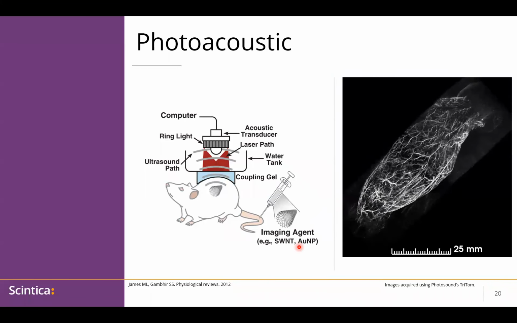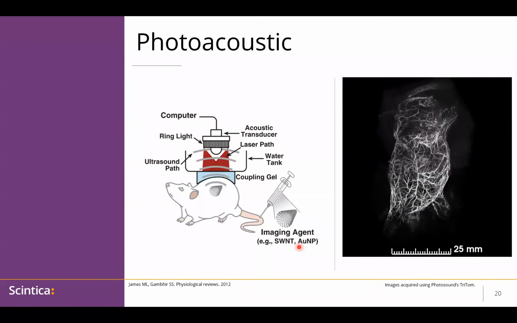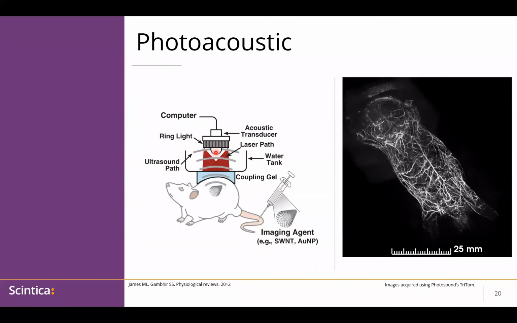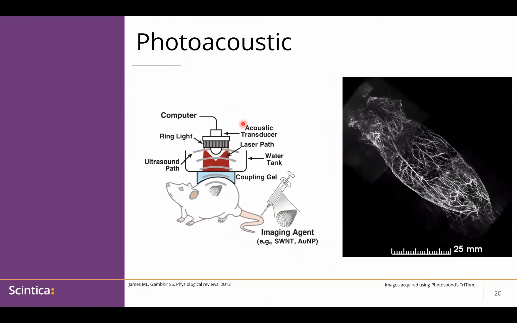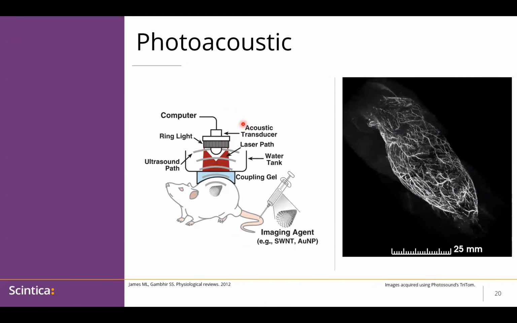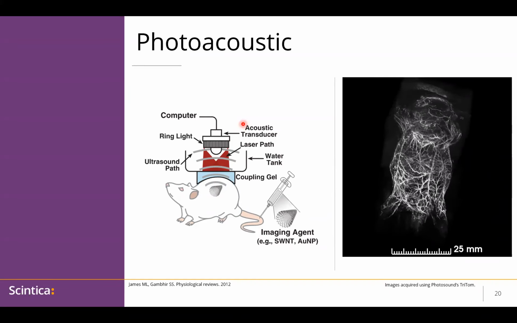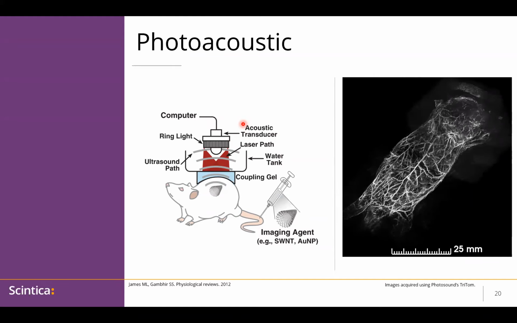Moving now to photoacoustics. So in ultrasound, we were talking about sound in and sound out. With photoacoustics, we're talking about light in and sound out. So how does this work? It does require some type of a contrast agent. It can be intrinsic, like hemoglobin, deoxy and oxyhemoglobin respond to different wavelengths of light, or it can be an extrinsic contrast agent that is injected.